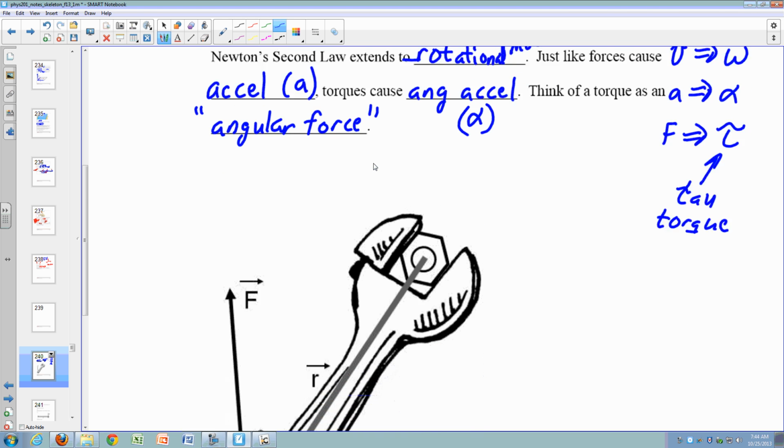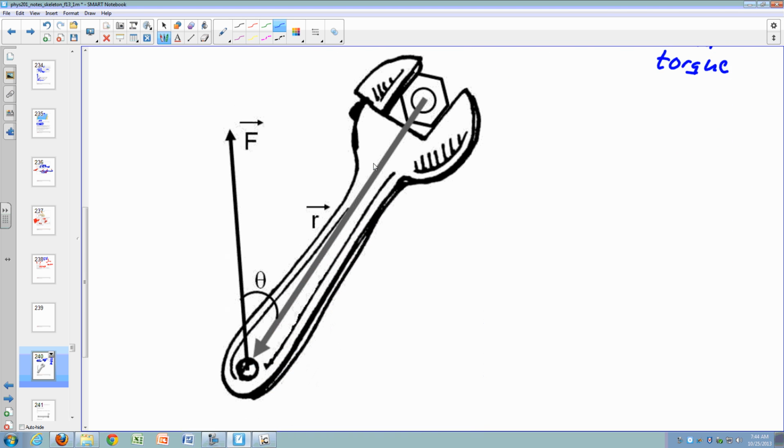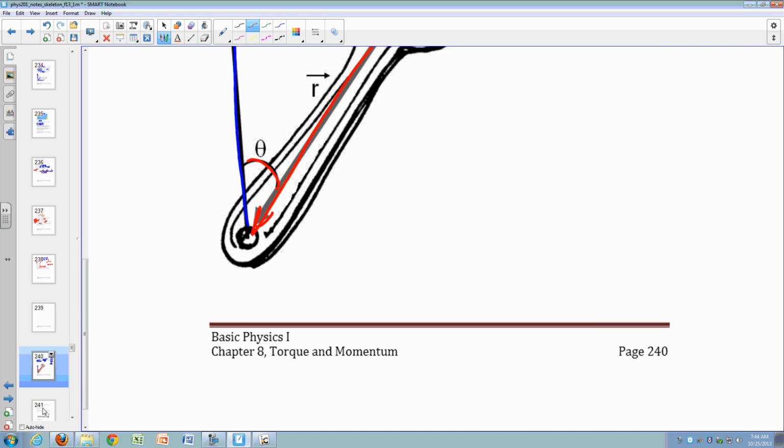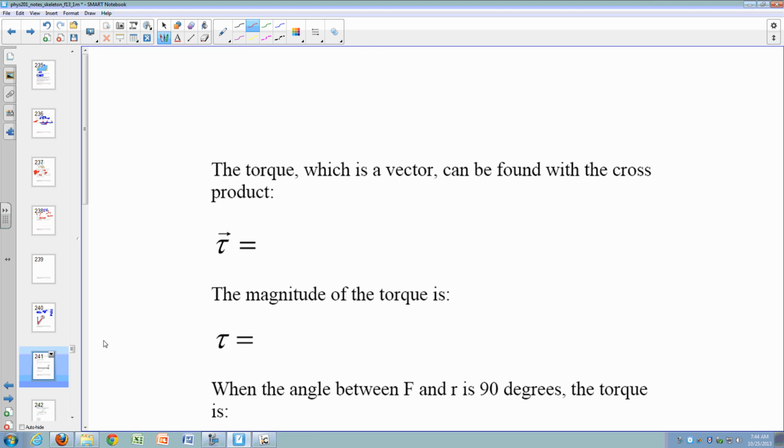Right, here's a wrench. Now, I can describe vectors R and F. So I have a vector here, F, and then I also have a vector R. Then I have an angle between them. My torque can be found with the cross product. It's going to be R cross F. And as we saw before, the magnitude of the torque is going to be RF times sine of theta.